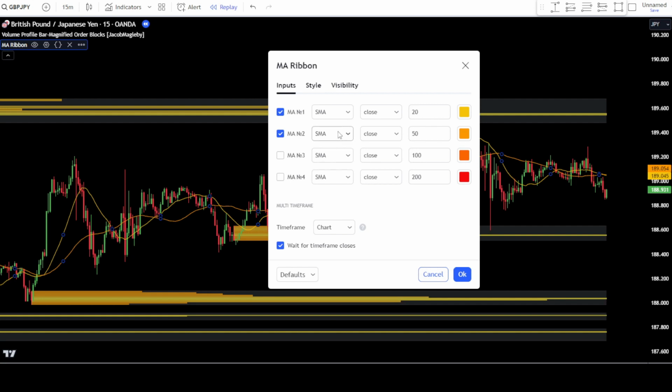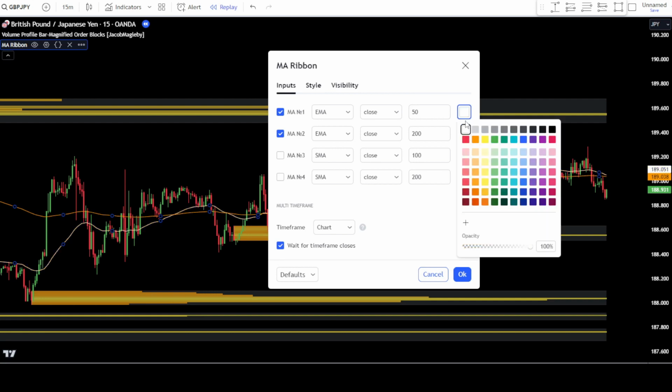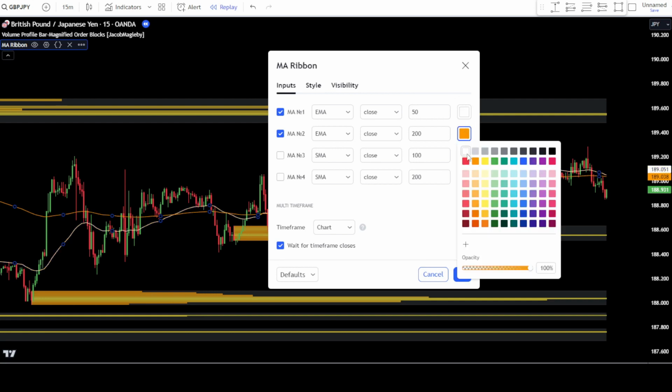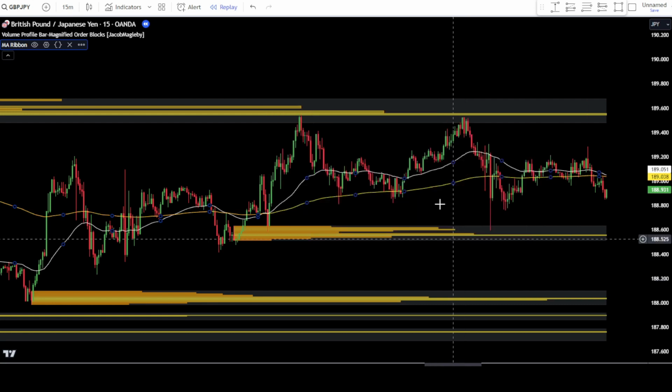Then, for the first MA, change it to EMA and set the length of EMA to 50. Similarly, for the second MA, change it to EMA and set the length of EMA to 200. Adjust the colors according to your preference. Once done, click OK to confirm the changes.